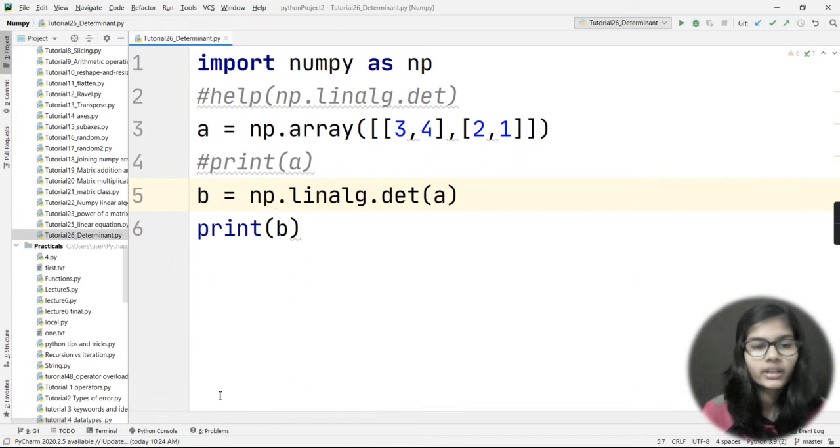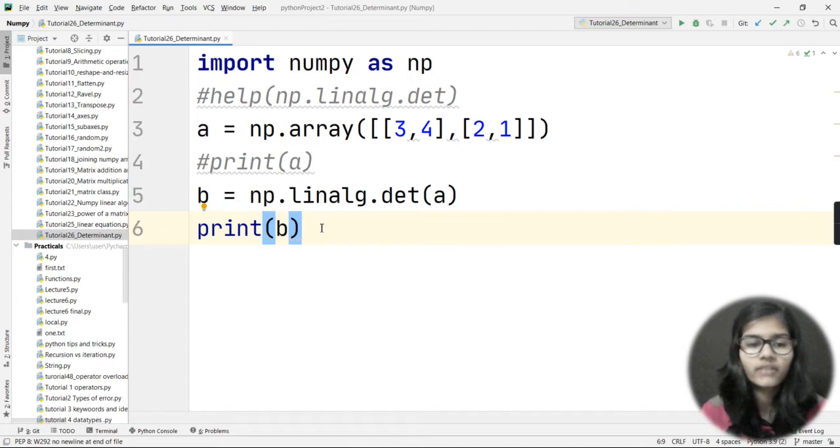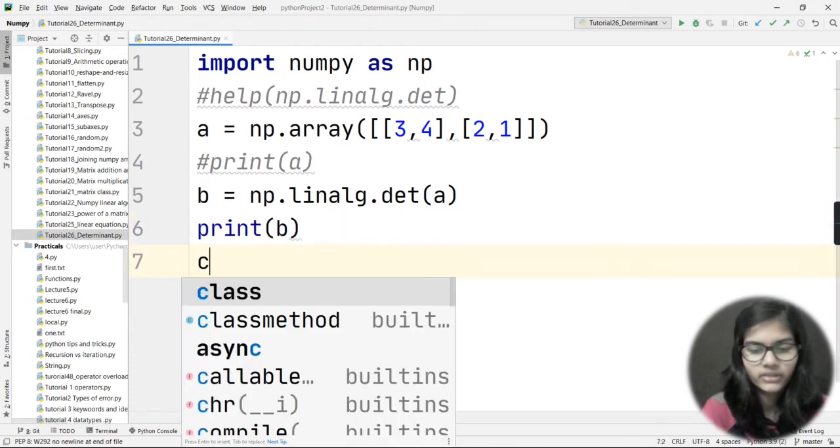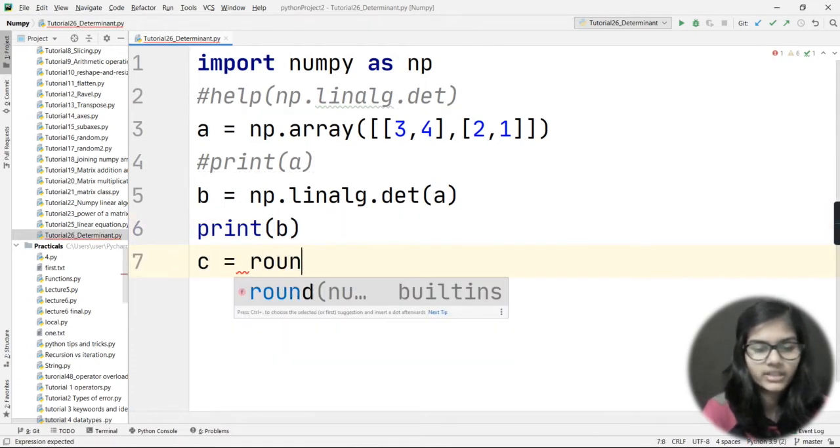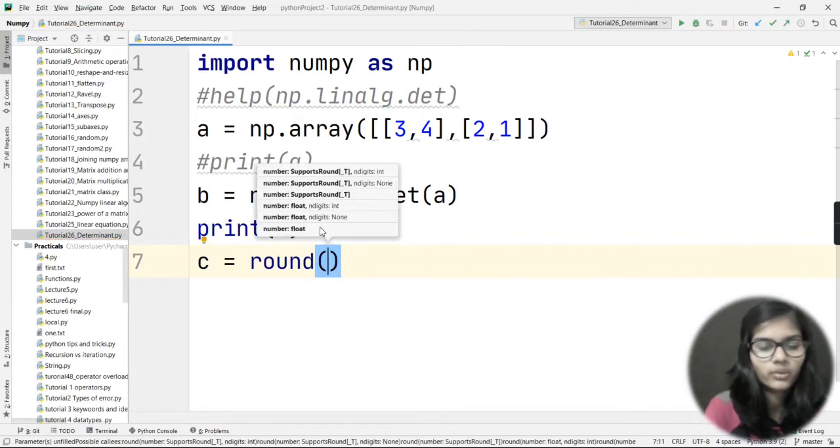Now I was getting many zeros after my output, like minus 5.000 something and then 1. If I want to round this, to get just minus 5.0, what would I use? We have a function called round. So I would write round here, and inside this round what would I write?